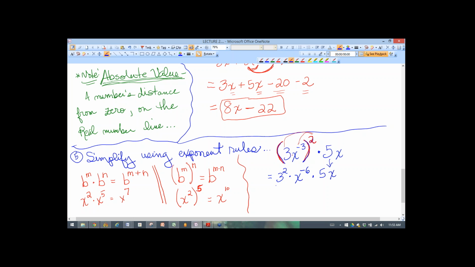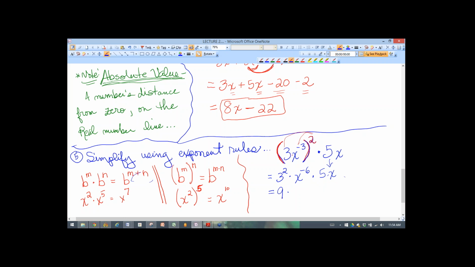Not so bad, we're working on it. Now this is just a bunch of stuff multiplied. Go ahead and carry out this 3 squared. What's 3 squared? Let's do that one. So 9 times, and I'm going to bring down this 5.